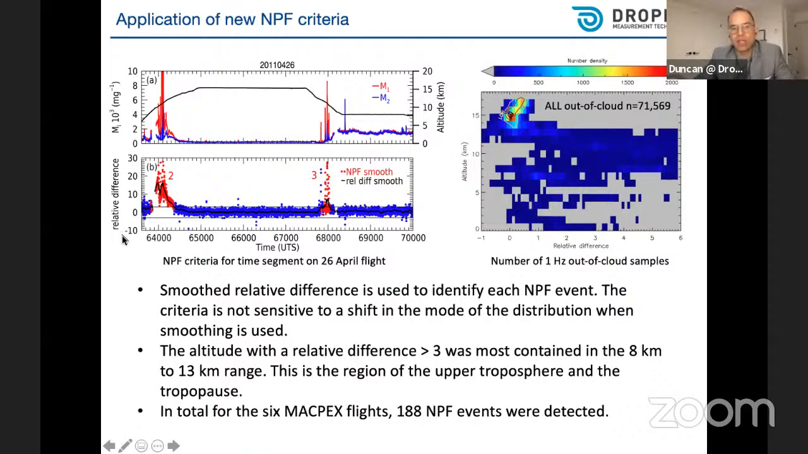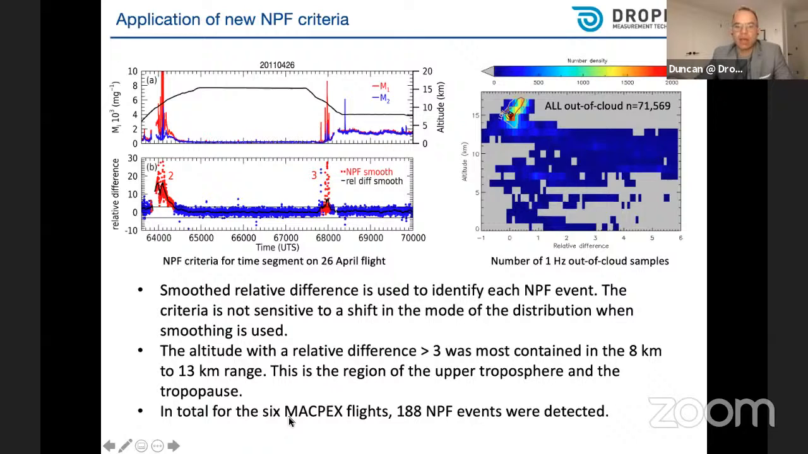The relative difference is an indicator of the strength of the particle formation event. So if we look at the relative difference frequency with altitude, we see that there's a band of a high frequency relative difference greater than 3 in an altitude range of about 8 to 13 kilometers or so. So this is the region of the upper troposphere, lower stratosphere. So this is the first indication that particle formation occurs at high frequency near the tropopause.